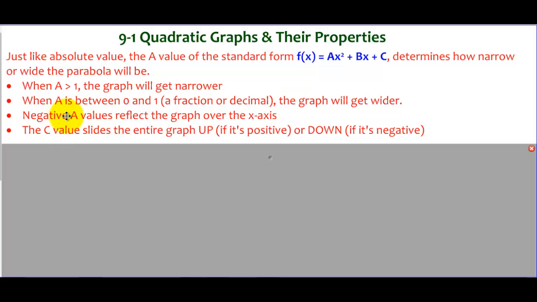Okay, the negative values don't make it any wider, but what they do is they flip it over the x-axis, and then my C value really just takes the whole thing and slides it up and down. Okay, so seeing this list probably doesn't mean a whole lot, so let's take a look at what actually happens.